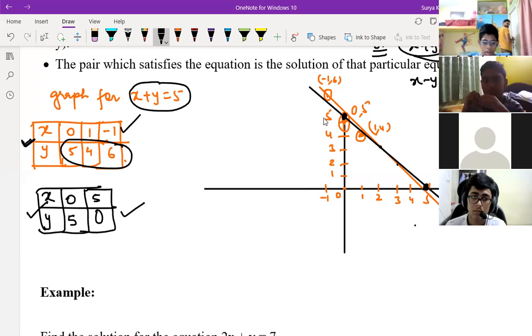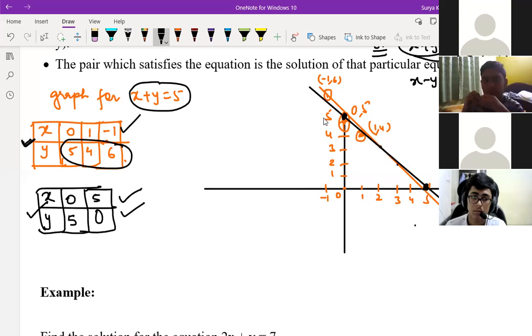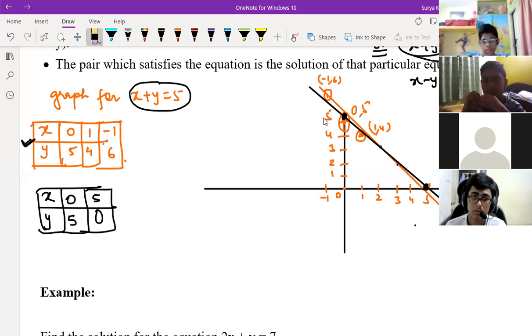Sir, can we take only one value, or do we need to show all the values? It's your wish. My method is this one. You can use this method. This is a very easy method. Sir, that method only. But can we take any one, like x is equal to 0, then y is equal to 5? Yeah, you can take.